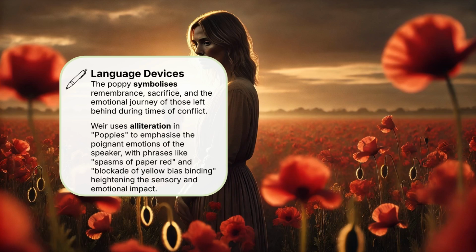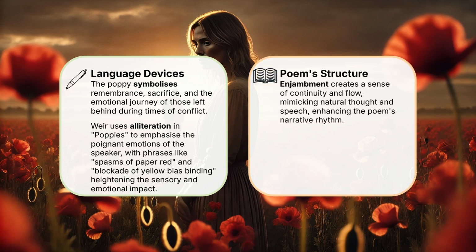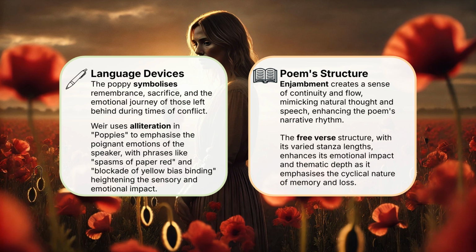We took a look at the poem's structure and how Weir's use of enjambment creates a sense of continuity and flow, mimicking natural thought and speech, enhancing the poem's narrative rhythm and emotional resonance, and inviting readers to follow the speaker's internal journey with empathy and understanding. Finally, we looked at the free verse structure of the poem and how its varied stanza lengths enhance its emotional impact and thematic depth, with the shorter first and last stanzas providing a concentrated emotional introduction and closure, and the longer middle stanzas allowing for a detailed exploration of the mother's memories and grief, emphasizing the cyclical nature of memory and loss.